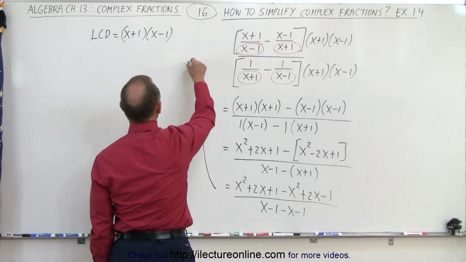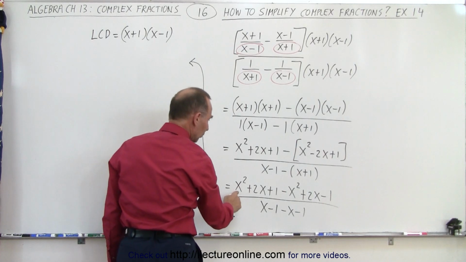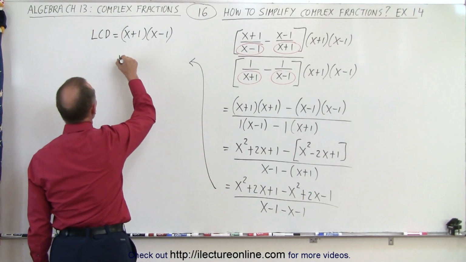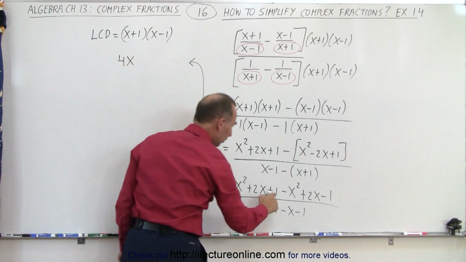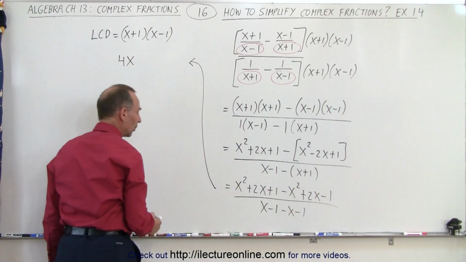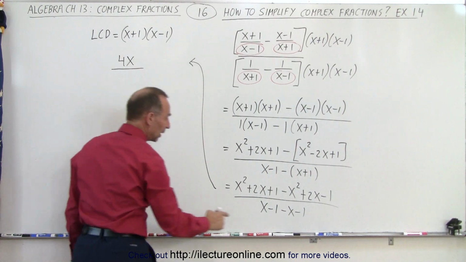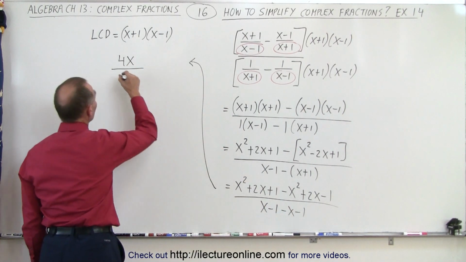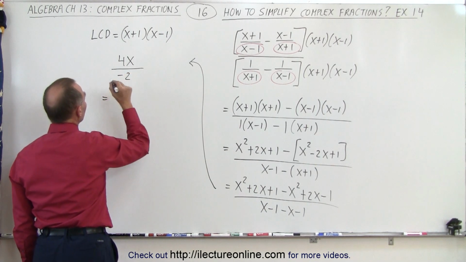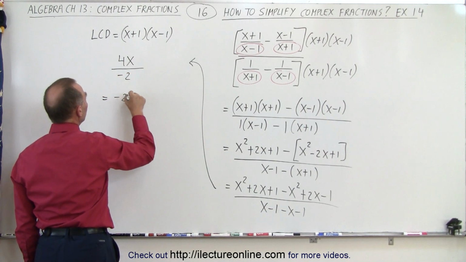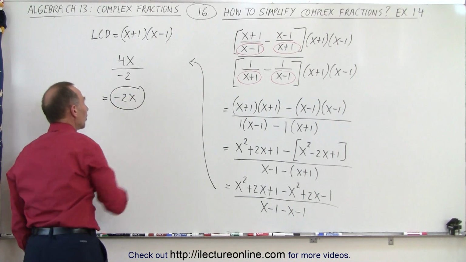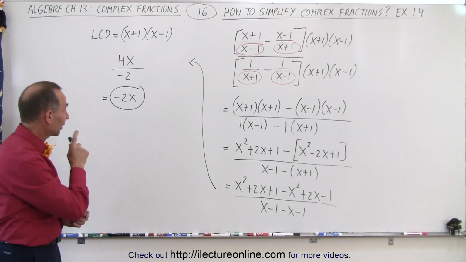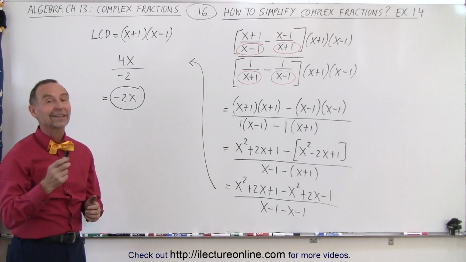Let's come up here. And first of all, in the numerator, x squared minus x squared, that cancels. 2x plus 2x becomes 4x in the numerator. And we have a plus 1 minus 1 that cancels out as well. In the denominator, we have an x minus x that cancels out. A minus 1 minus 1 gives us a minus 2. And so that is equal to 4x over minus 2, or minus 2x as the final result. As you can see, that whole thing collapses into something pretty small. And that is how it's done.